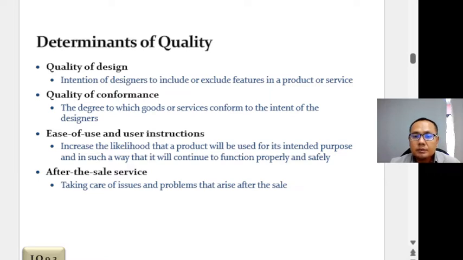Okay. So the determination of quality does not stop once the product or service has been sold or delivered. Ease of use and user instructions are important. They increase the chances, but do not guarantee, that a product will be used for its intended purpose in such a way that it will continue to function properly and safely. That means it must be easy to use, with instructions, and then the guarantee, the taking care of issues and problems that arise after the sale. Those are some of the determinants of quality.